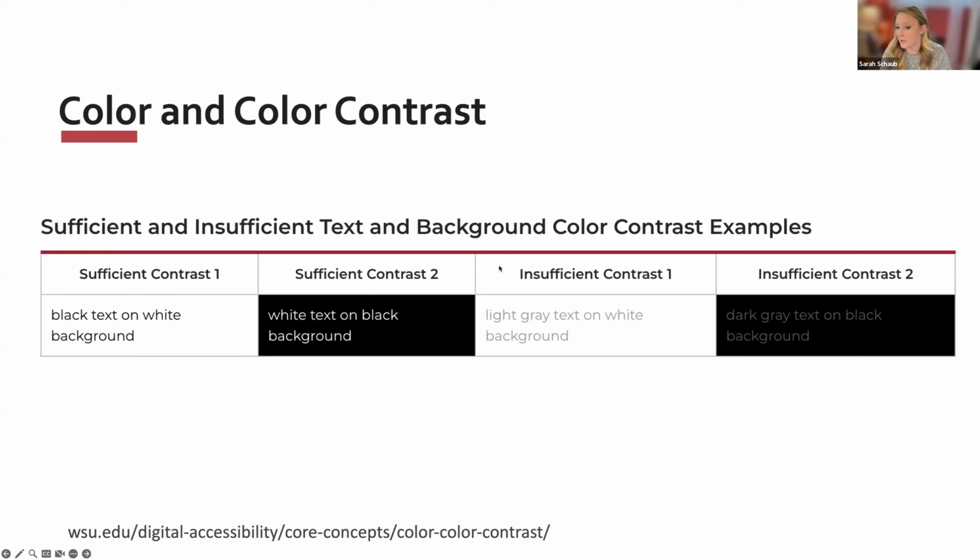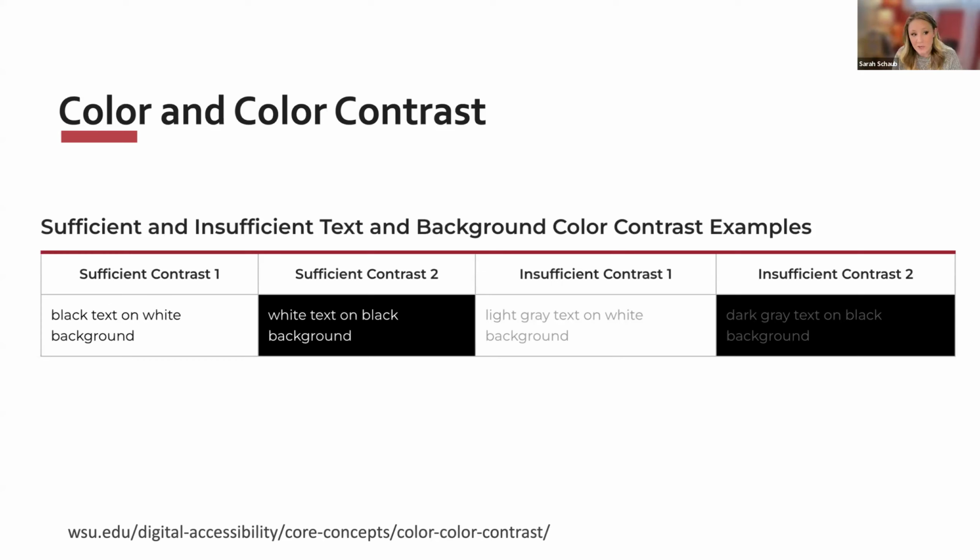Third column, insufficient contrast example 1 is light gray text on a white background. I can see this, but I have pretty good vision. So somebody with maybe a visual impairment is not going to be able to see that, or they might have to squint or zoom in, but it might be more challenging for people with visual impairments. And then the fourth column, the second example of insufficient contrast, is dark gray text on a black background. So also really hard to read.